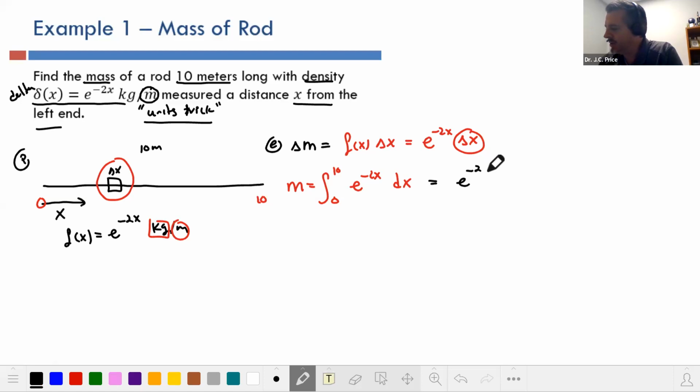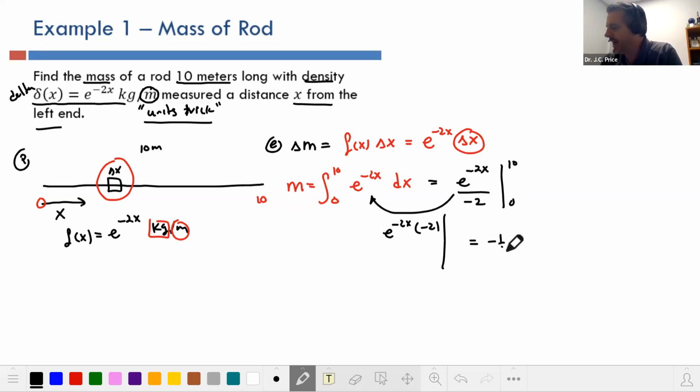So it's e to the negative 2x. And then when you check it, the derivative of this thing is not quite that. When you take the derivative, you get e to the negative 2x times the negative 2. So what I'm going to do here is I'm going to divide by negative 2, and then it goes from 0 to 10. And so now this thing is equal to, it's equal to what?